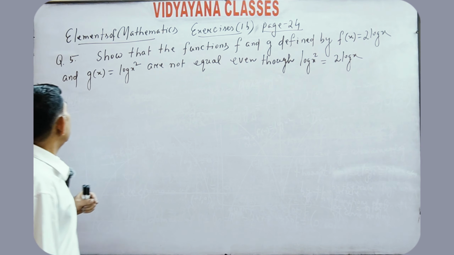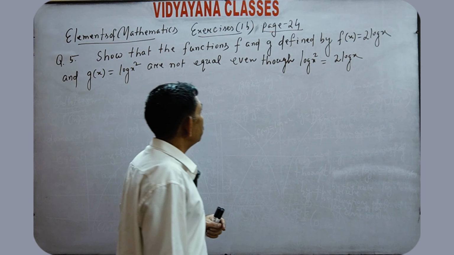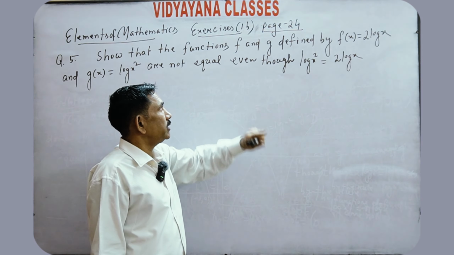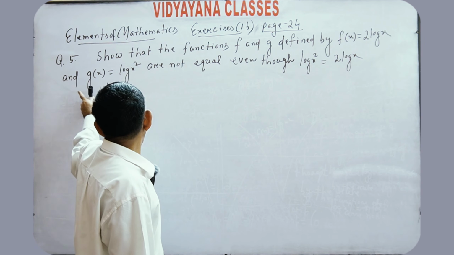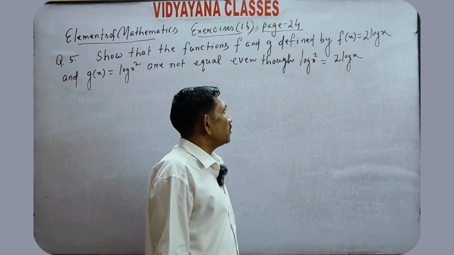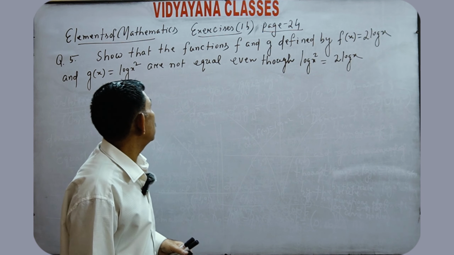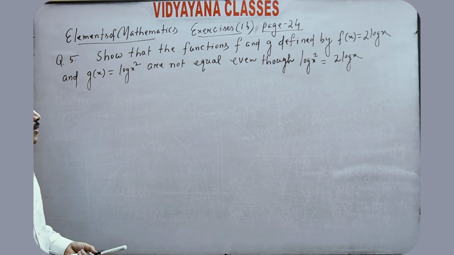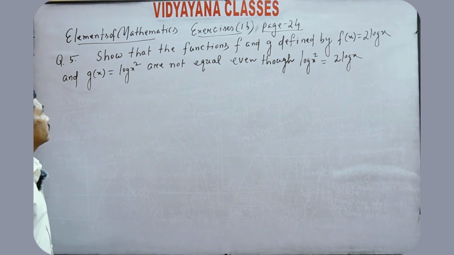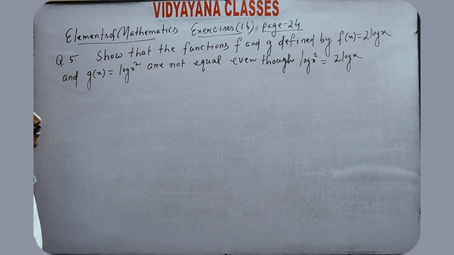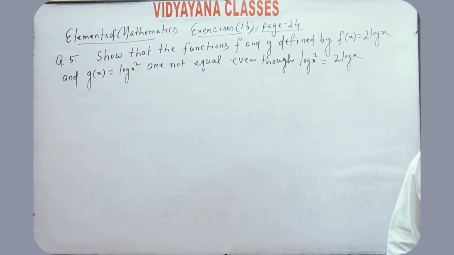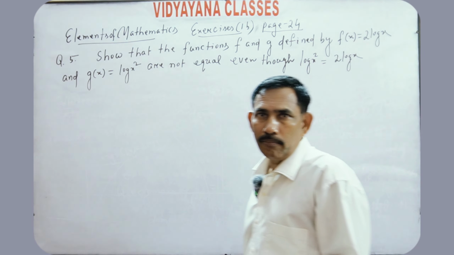First question, Elements of Mathematics, exercise 1b, page number 24. Question number 5. Show that the functions f and g defined by f(x) equal to 2 log x and g(x) equal to log x square are not equal even though log x square is equal to 2 log x. We have to show f and g are not equal functions. At what condition f and g are equal? Two functions are equal if they have same domain and same range.